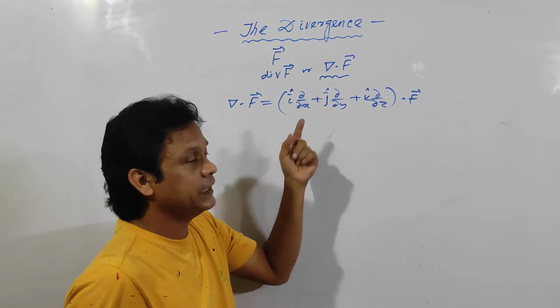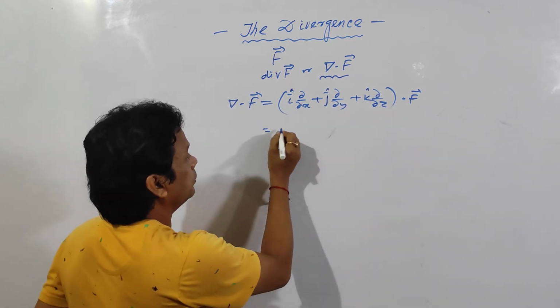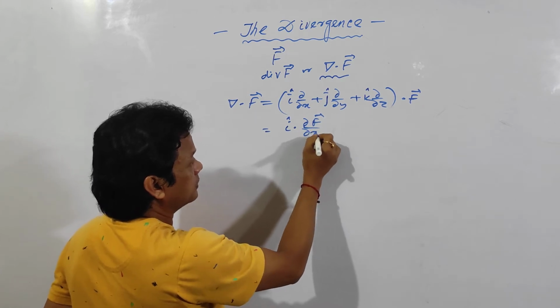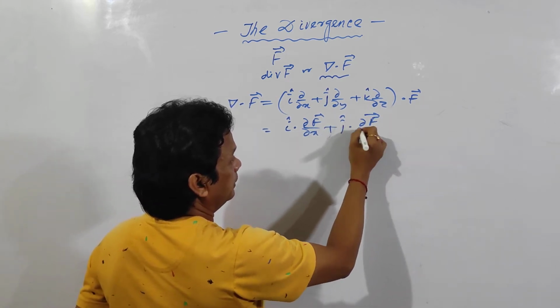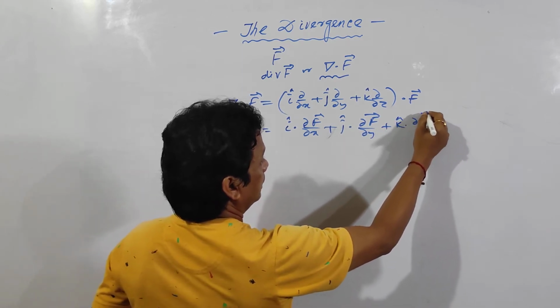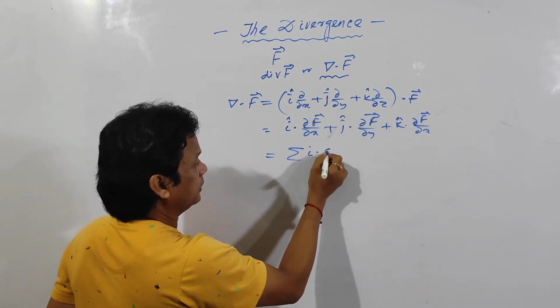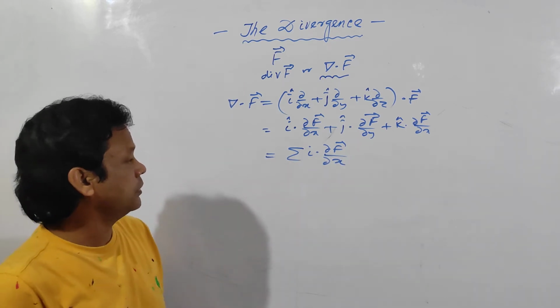Now del f by del x will be a vector quantity, and i is a vector quantity, so dot will come to this place. i cap dot del f by del x plus j cap dot del f by del y plus k cap dot del f by del z. Clear? And this can be the summation of i dot del f by del x. So this is the definition of divergence of f vector.